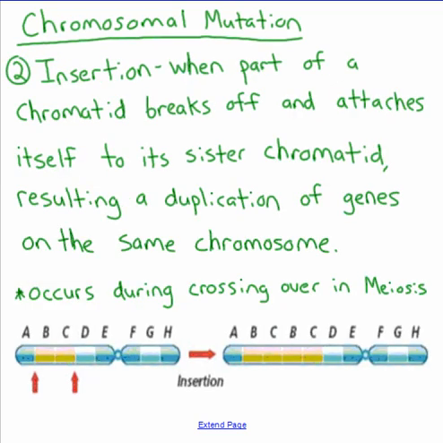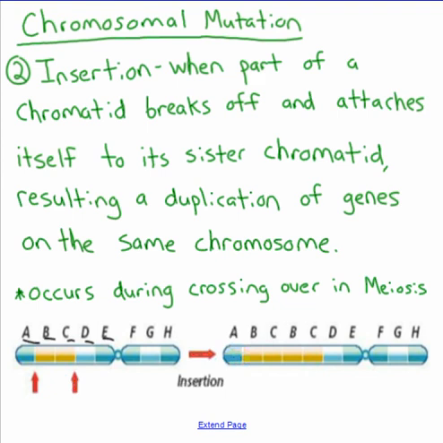An insertion is just the opposite of a deletion. So it's when part of a chromatid or a section of a chromatid breaks off and adds on to the other side. And this results in the duplication of genes. So here we have the same sequence over again. It's A, B, C, D, E.